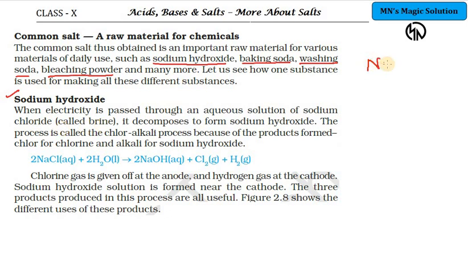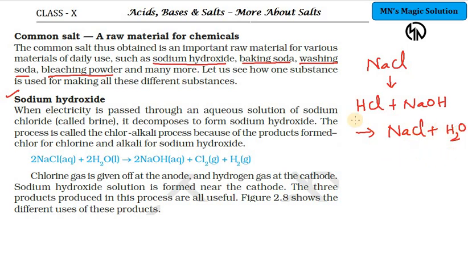We know that NaCl is sodium chloride and this is common salt, and this is obtained by the neutralization reaction between HCl and NaOH. So what do you obtain? You will get NaCl plus H2O, and this is a neutralization reaction. HCl is a strong acid and NaOH is a strong base. So obviously this salt is neutral in nature.